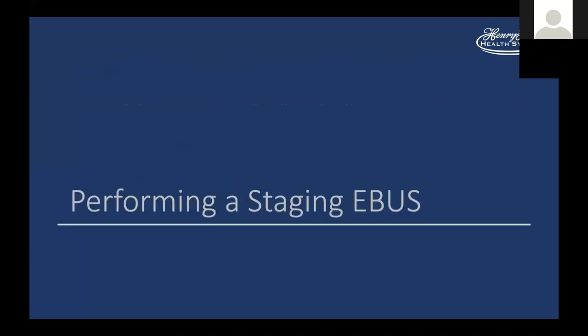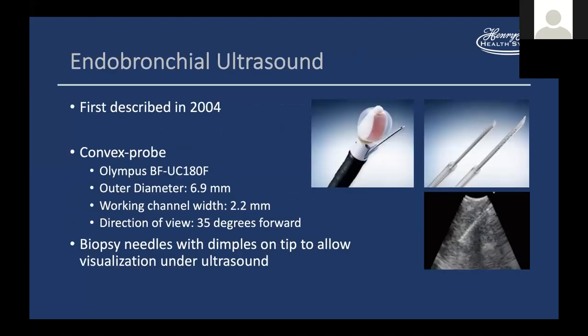And then the last few slides, we'll talk about performing a staging EBUS in itself. So EBUS was first described in 2004. Again, this is an EBUS scope. The tip of an EBUS scope has an outer diameter of 6.9 millimeters with a working channel of 2.2 millimeters.